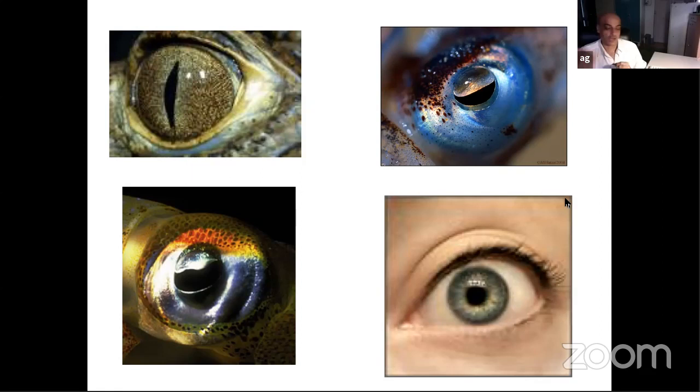The other thing is, you know, this eyeball is a hydrodynamic system. It is the height of a hydrodynamic system. There is aqueous humor, there is vitreous humor, and there is the lens.